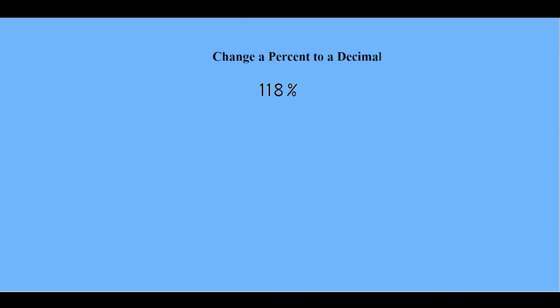Now suppose I wanted to take a look at this number here. Change a percent to a decimal, and I have 118%. I think you remember that all we have to do is rewrite the problem without the percentage, okay? All right, and we locate our decimal point, which is right here, and we move it over 2 spots, 1 and 2. There we go. And this one is 1.18. So we've converted a percentage to a decimal, and we have 1.18.